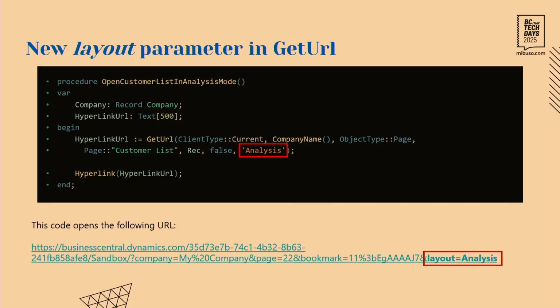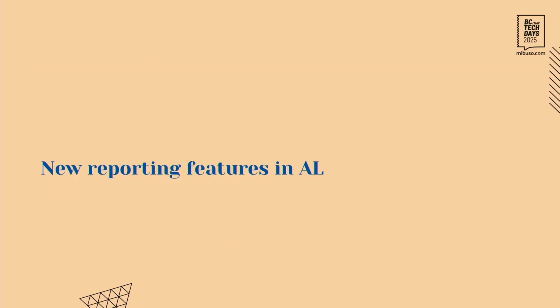And there's also a new capability, a smaller one. In the GetURL AL method, you will now have a layout parameter. So now you can use this to, for example, open pages in analysis mode. You can embed this URL in your AL code, and then when you click it, it can open it in analysis mode. And there are also some other values that you can use for that layout parameter. And that was it for what's new in data analysis.